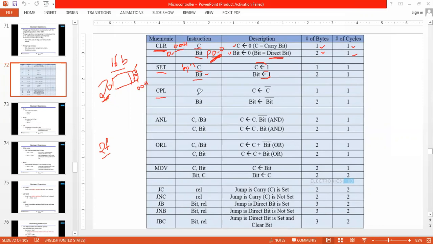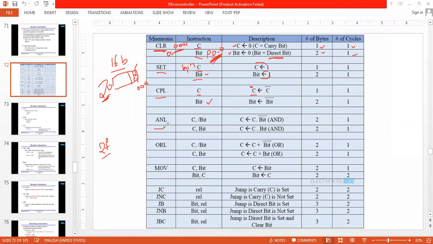Complement C, CPL stands for complement. So here what will happen? C will be loaded with C bar. It means if it was 0, then the carry flag will be updated to 1, and if it was 1, now after this instruction the carry flag will be made 0. So it is going to be complemented. It is similar for any of the bits, as I have given an example here. Then ANL.